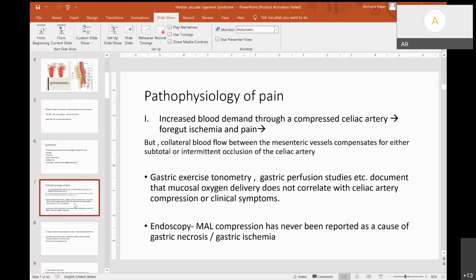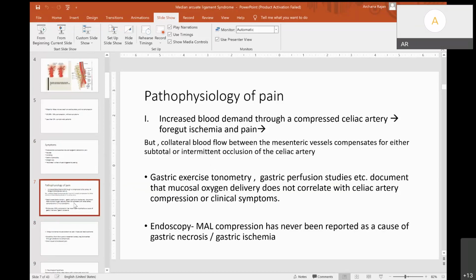So coming to the pathophysiology of the pain, the epigastric pain caused in median arcuate ligament syndrome. There are various theories for this pathophysiology of the pain. First one is that there is an increased blood demand through a compressed celiac artery, which causes foregut ischemia and pain. But the thing is that there is collateral blood flow between the mesenteric vessels, which compensates for the subtotal or intermittent occlusion of the celiac artery.